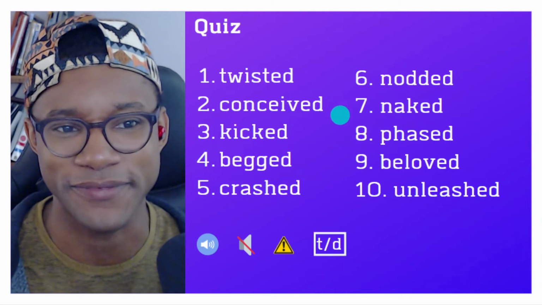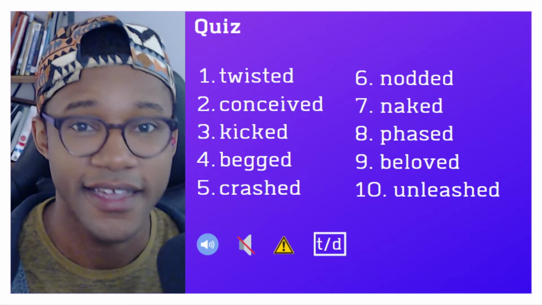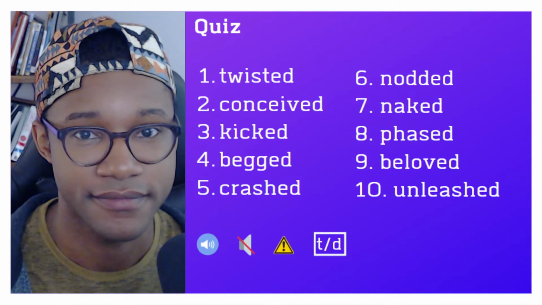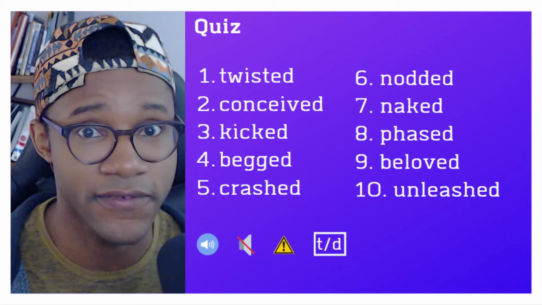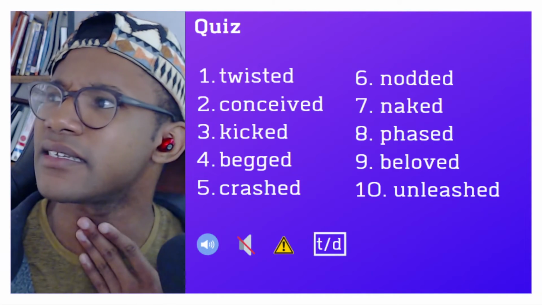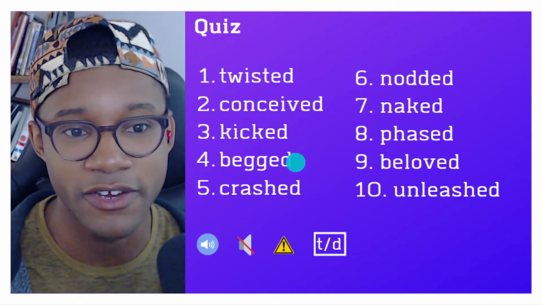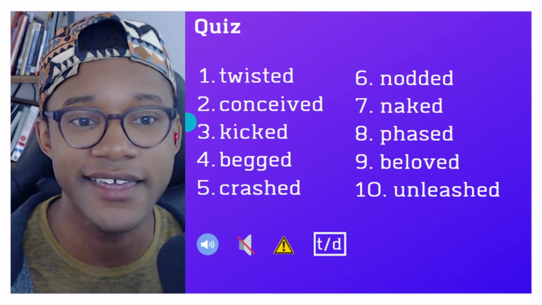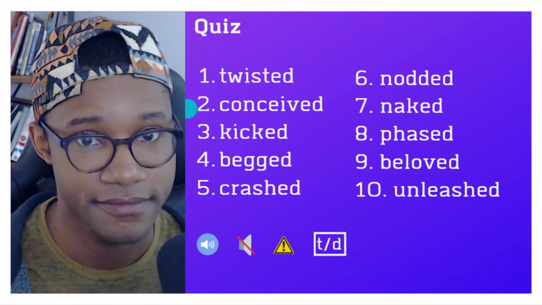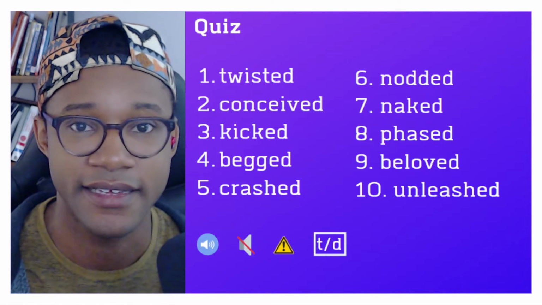Let's look at number 2. What's the root word for number 2? Conceive. The last sound is v. Is that voiced? Yes, I feel vibration. So here it belongs to this one, which means that we just add a d sound. Conceived.